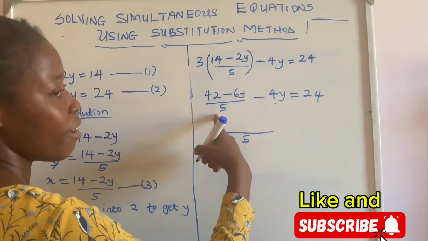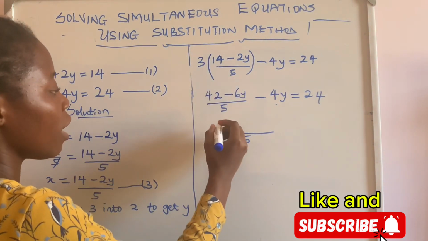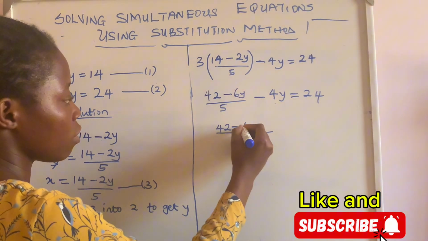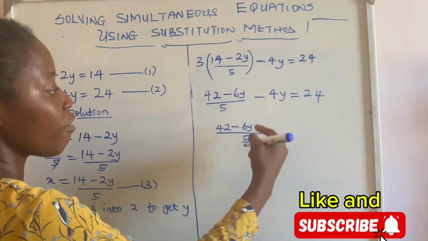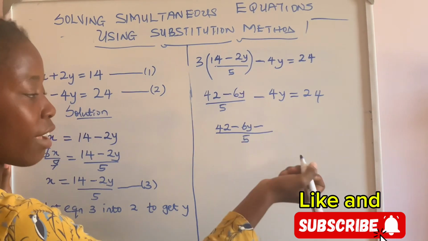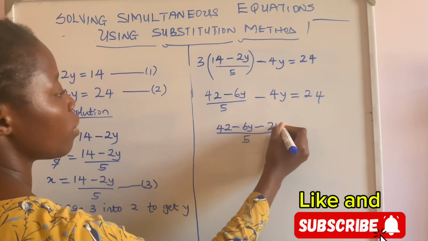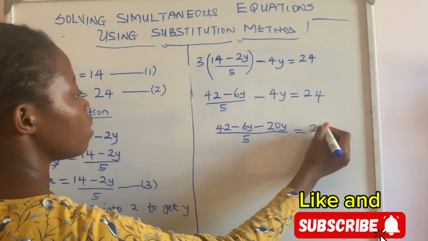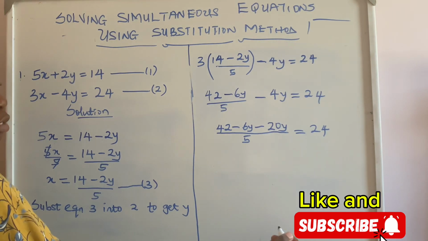So 5 divided by 5 is 1, and 1 times 42 minus 6y is 42 minus 6y. We have our minus sign. 5 divided by 1 is 5, and 5 times 4y is 20y, is equal to 24. Now that we have this, we try to cross multiply.